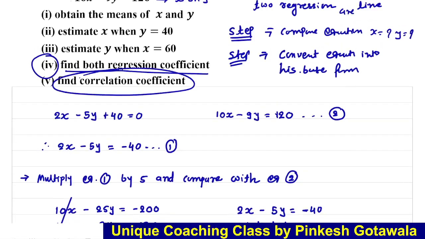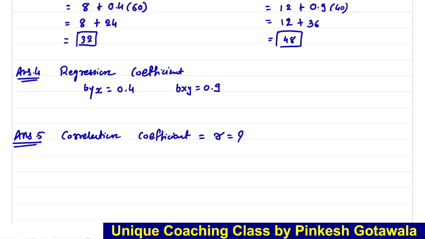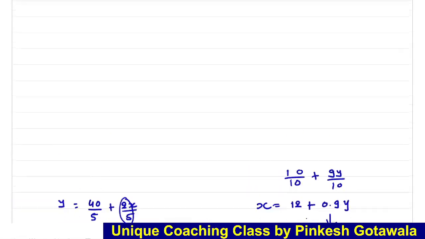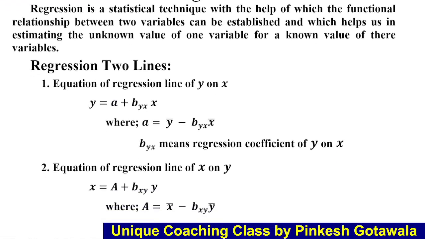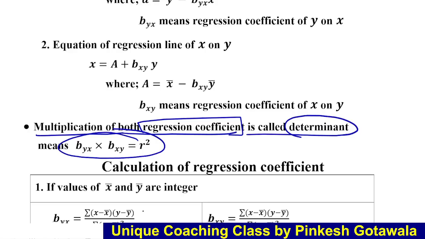And the last, find the correlation coefficient. It means we have to find out r. Now, how can we get the value of r? Remember, when we started the chapter, I told you one thing. The multiplication of both regression coefficients, byx and bxy, is called the determinant, meaning r square. And one more point, remember the sign, it is an important point. The sign of byx, bxy and r is always the same.